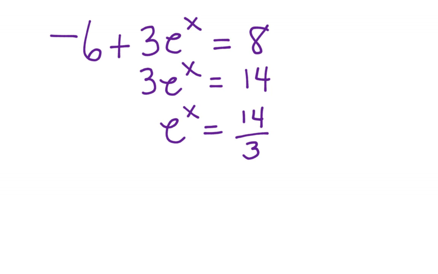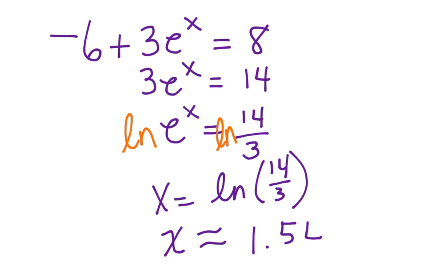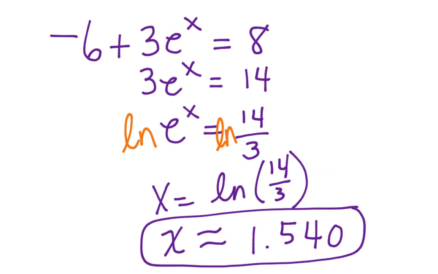Now how do I release that x out of that exponent? I'm going to take the natural log of both sides. When I take the natural log of both sides, I get x is equal to the natural log of 14/3. And I can put that on my calculator and approximate it. 3 decimal places gives me 1.540. Done. Let's look at another.